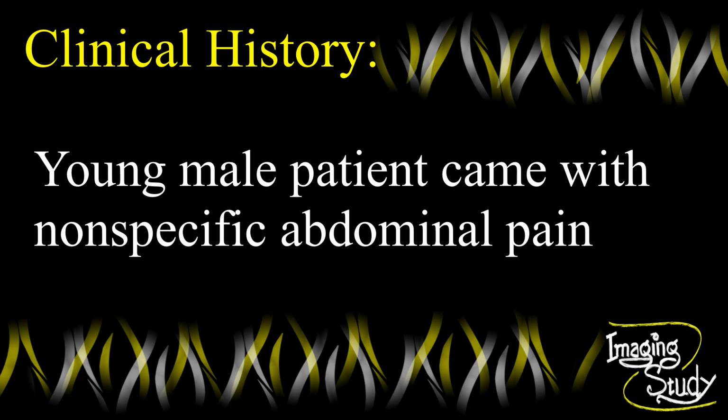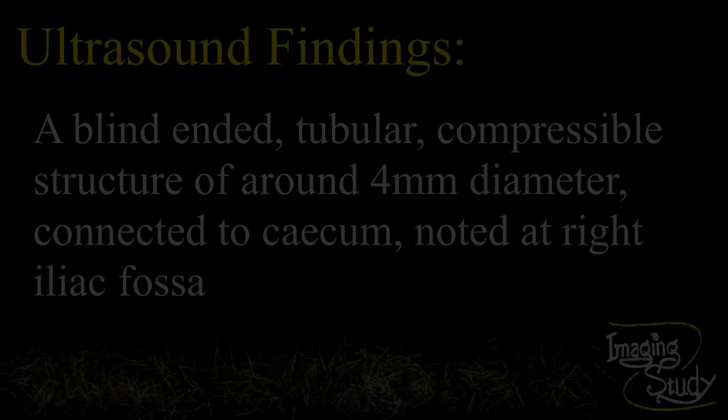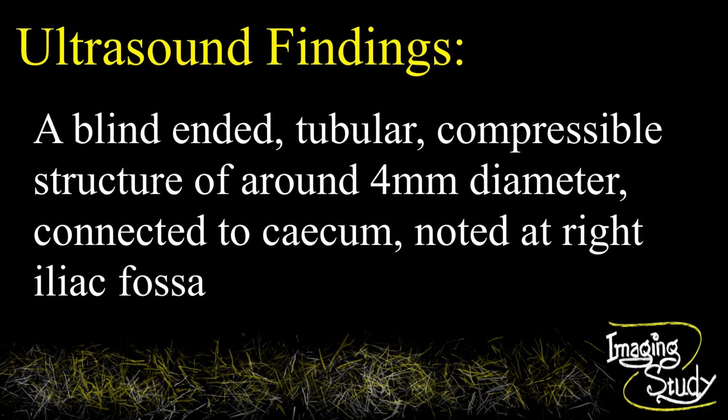Young male patient came with non-specific abdominal pain. On ultrasound, large organs appear normal. Right iliac fossa shows a blind-ended tubular compressible structure with luminal echogenic gas. The structure is connected to adjacent caecum. The highest diameter of the structure was 4 mm, which excludes the acute appendicitis.